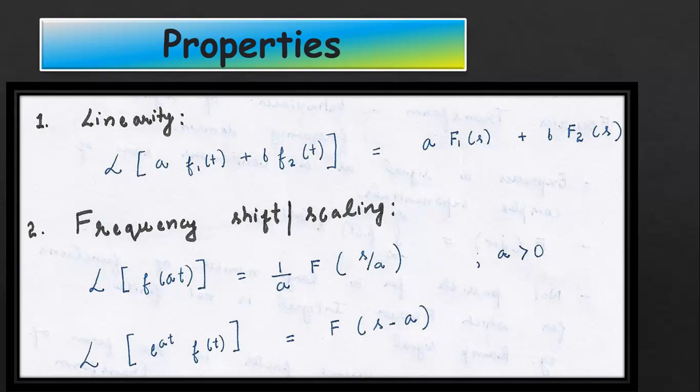Second property is frequency shift or scaling. So Laplace transform of f of at is equal to 1 by a capital F of s by a. You can very easily derive these properties by using the definition of the Laplace transform. You do it yourself. If there is some problem, please post your problem in the comment section and I will clarify it.